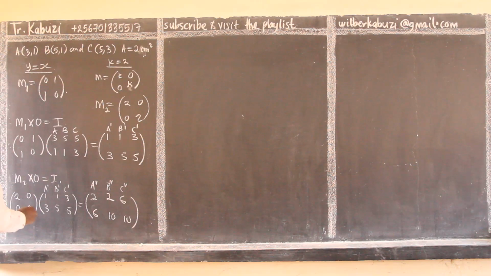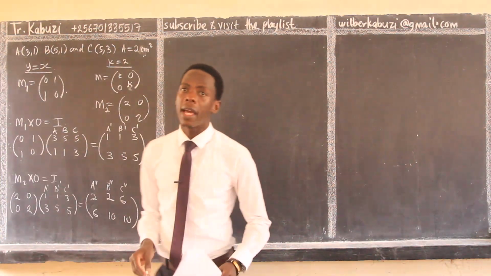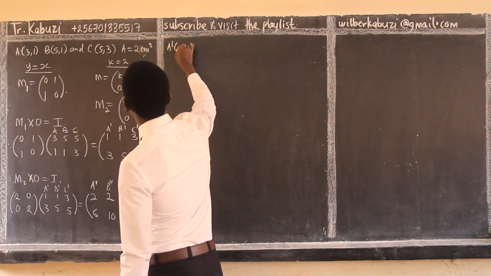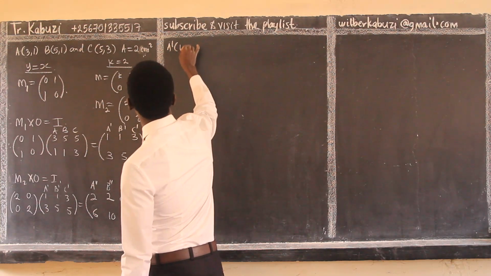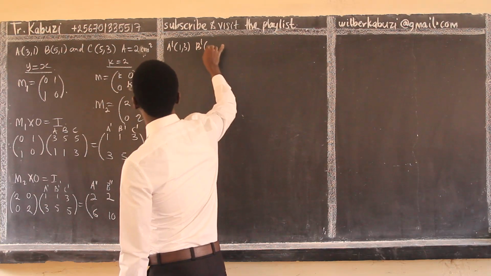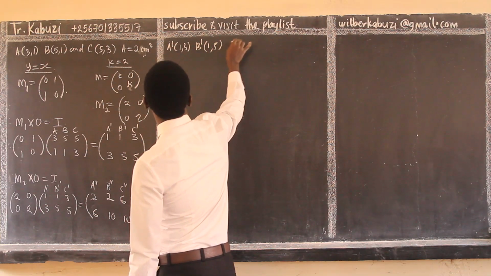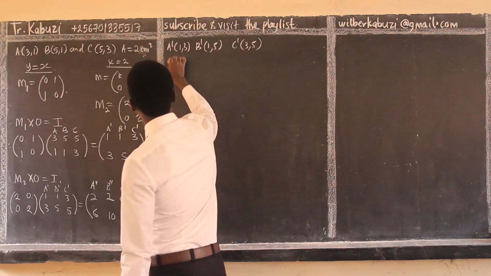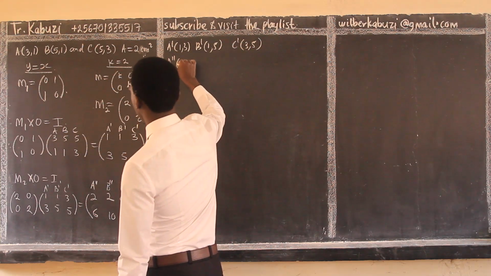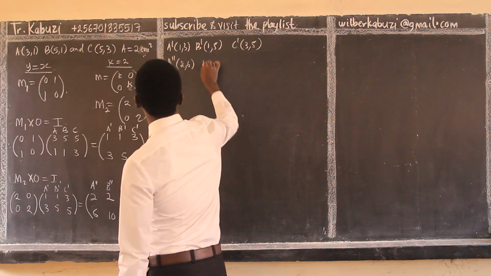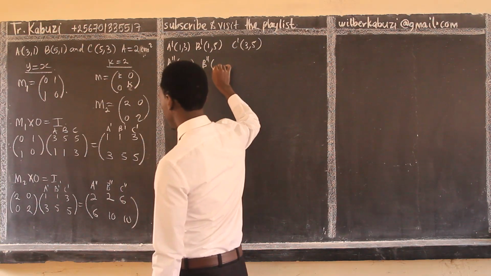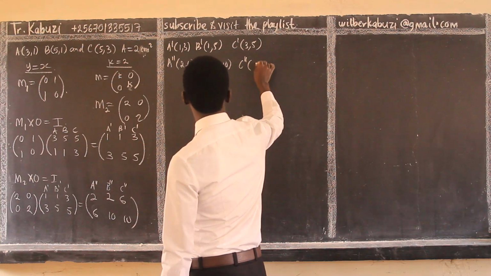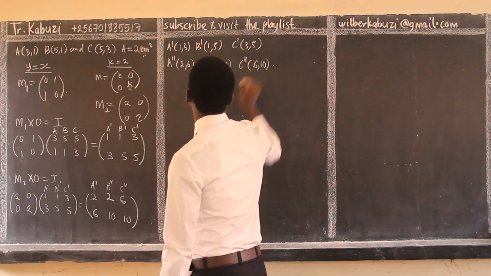So now you can write the coordinates of the images. A prime is (1, 3), B prime is (1, 5), C prime is (3, 5). A double prime is (2, 6), B double prime is (2, 10), and C double prime is (6, 10).